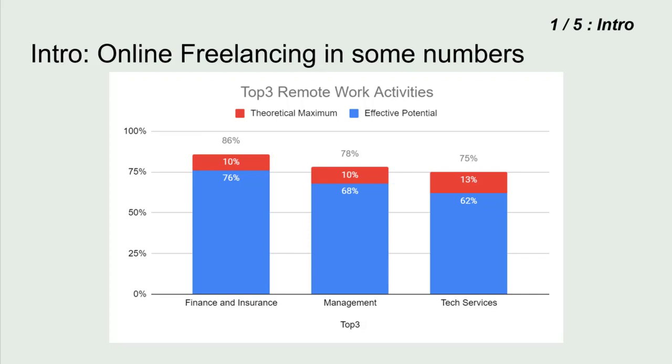Theoretical maximum, on the other hand, corresponds to the additional tasks among a given activity that can be conducted technically remotely but may affect negatively the efficiency of the conducted task. The sum of these two numbers reports the overall score in percentage of a given activity and its compliance with remote working. The top 3 activities for remote work reported by the study are finance and insurance, management, and tech services. This result can be easily transposed to online freelancing as well.